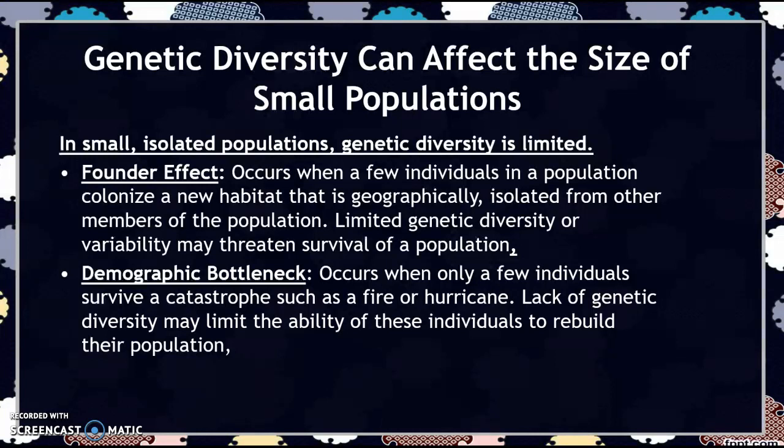Then we have a demographic bottleneck, and this occurs when only a few individuals survive a catastrophe, such as a fire or a hurricane. And when this happens, again, your population is cut down to a very small set of individuals with a very small set of genetic information. This lack of genetic diversity, again, can limit the ability for my individuals to rebuild their population.